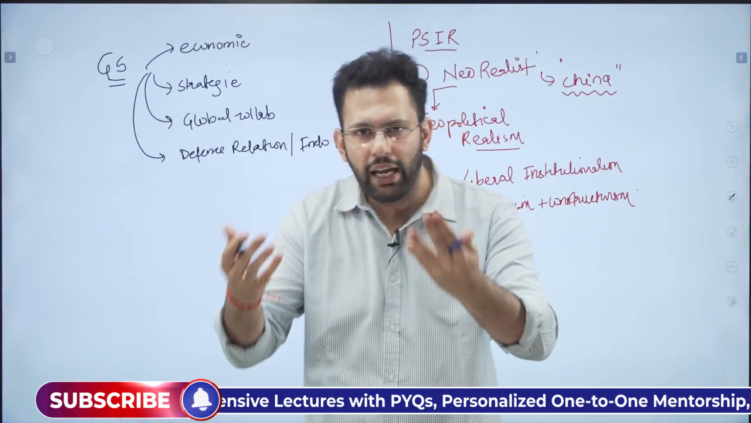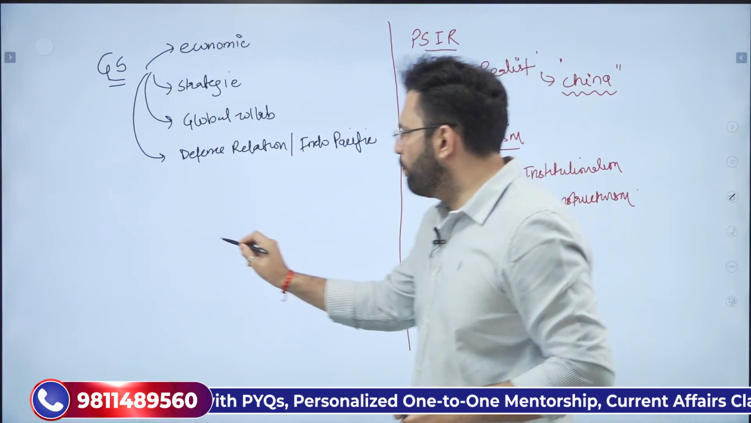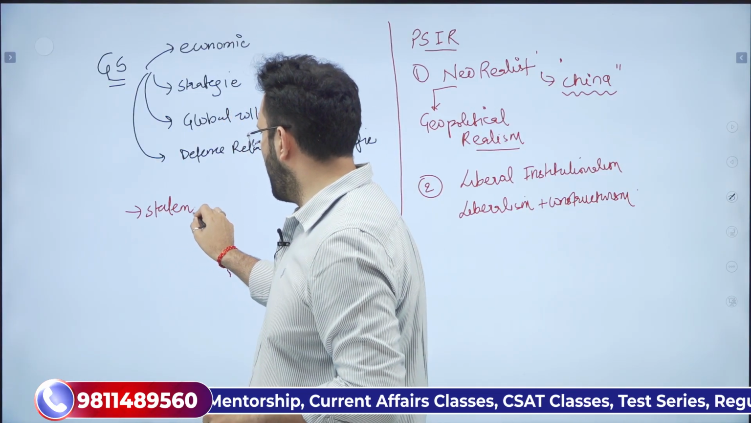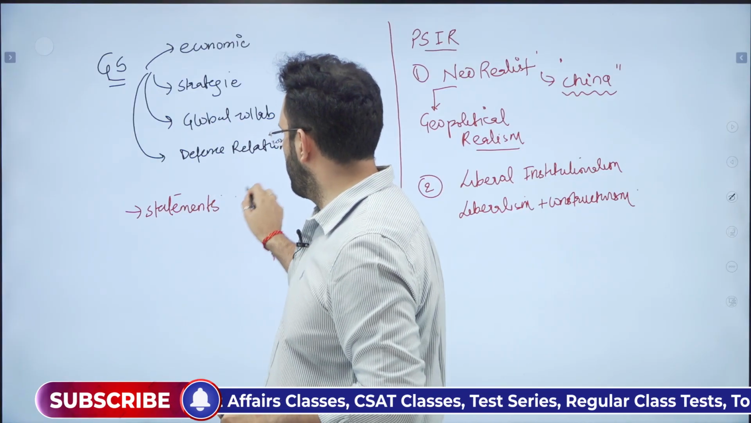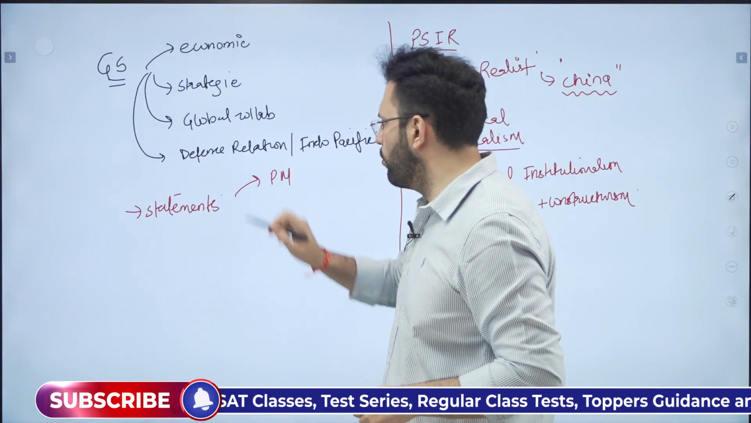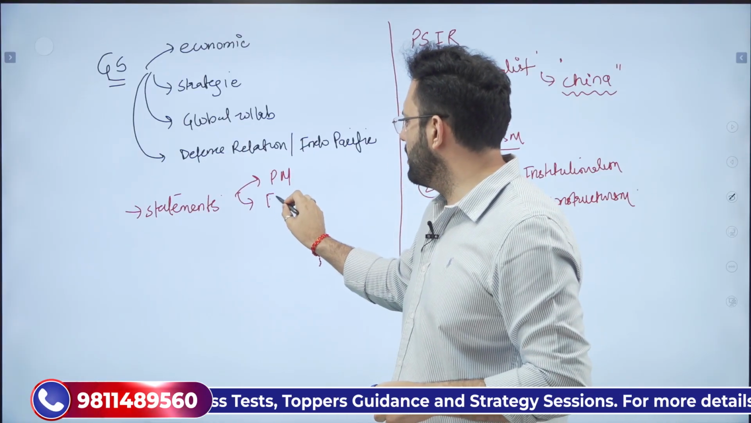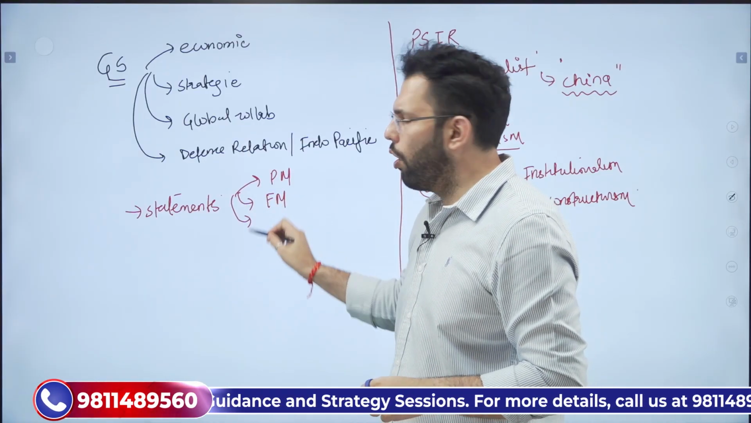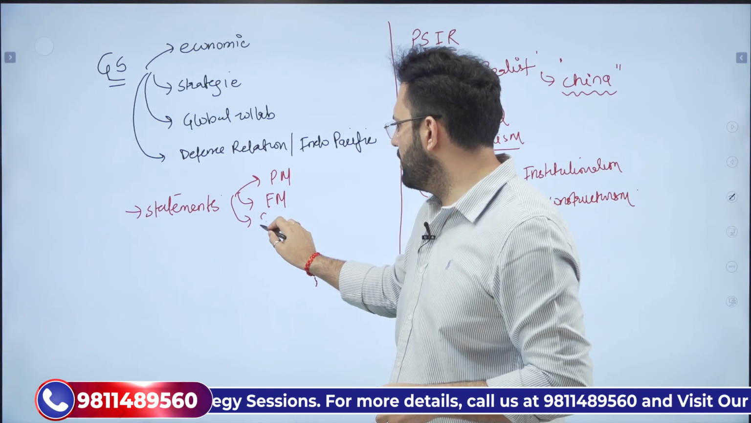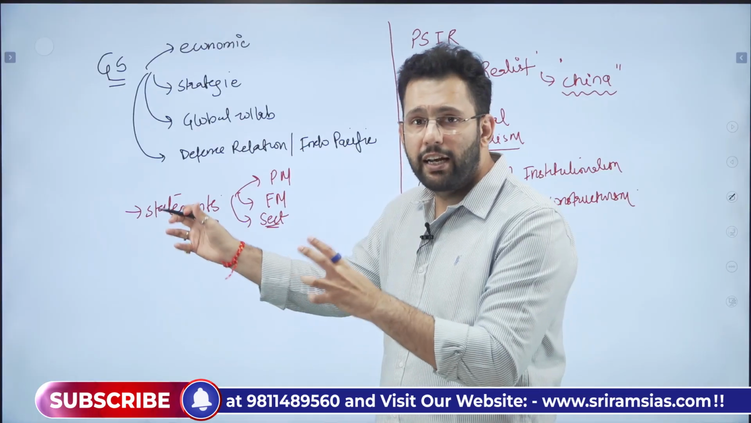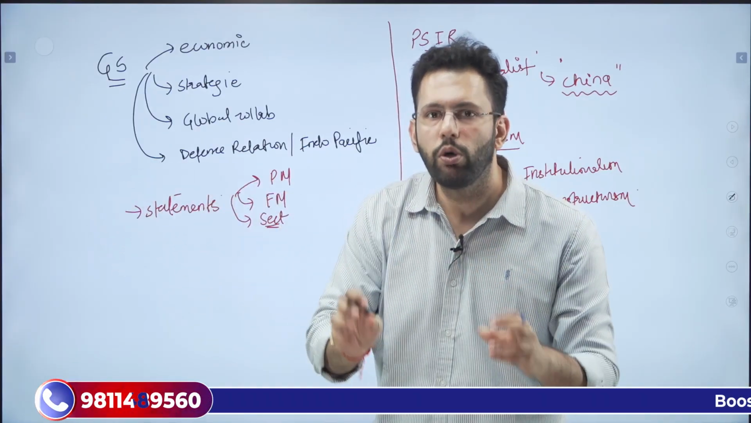Apart from this, what else is needed in a PSIR answer? We need to quote the statements given by the PMs of both the countries, the heads of state of both the countries, or the foreign ministers of both the countries, or important foreign secretaries of both the countries. So their statements will be quoted as they are.